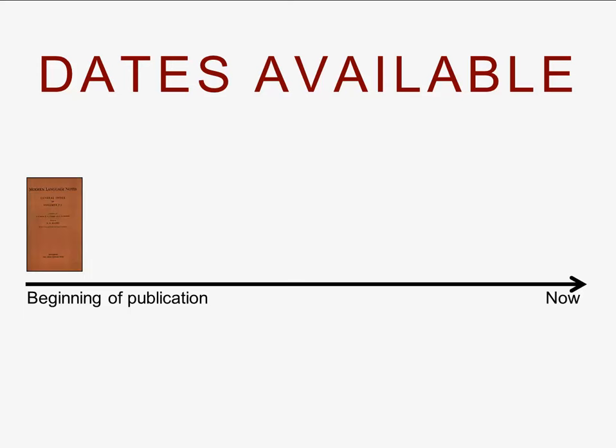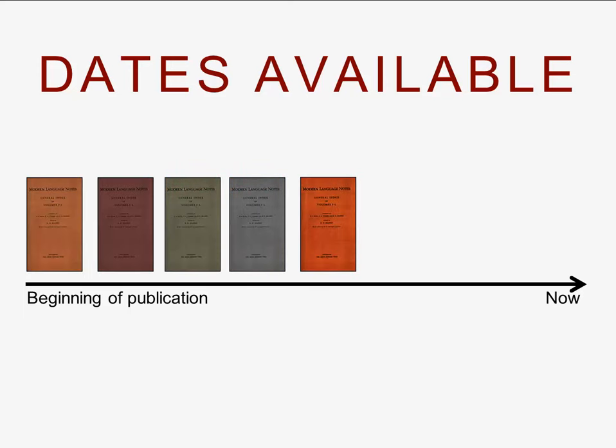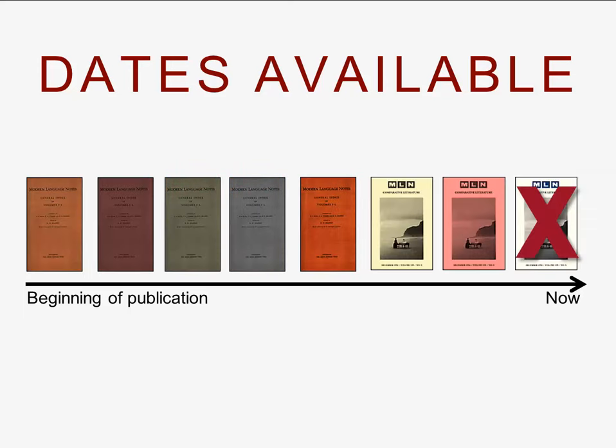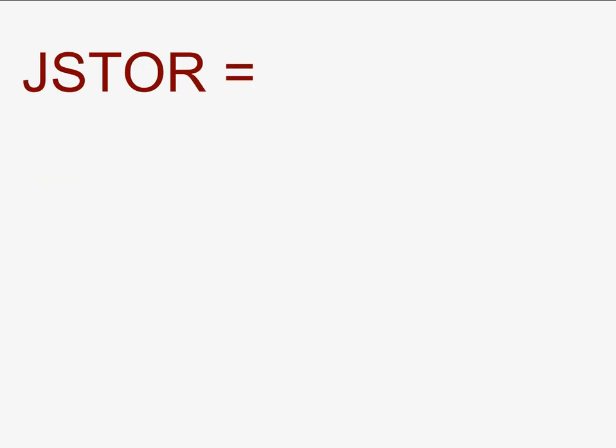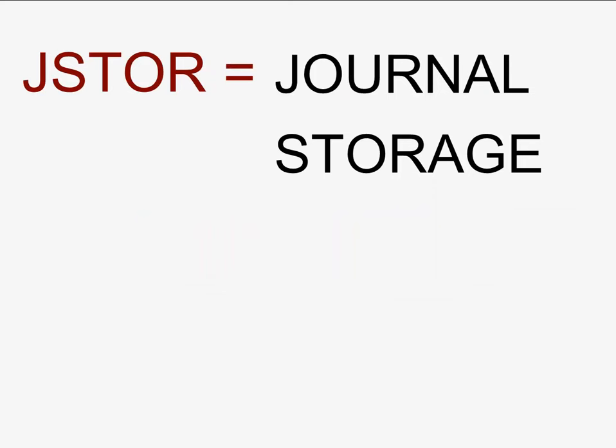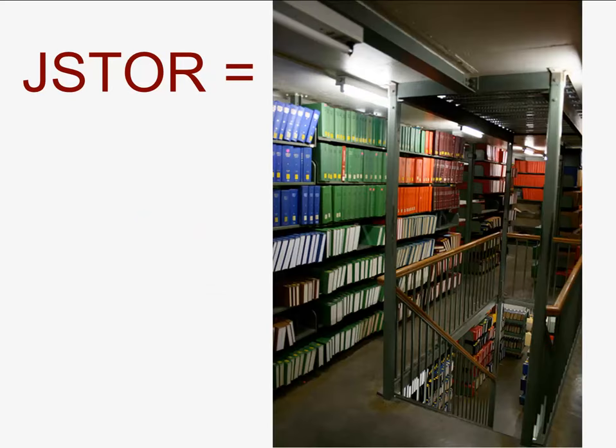It carries articles from the beginning of the journal's publication, but it does not have articles from the last 1 to 3 years. In fact, Jstor stands for Journal Storage. So you can think of Jstor as the collection of back issues or periodicals at a huge university library.